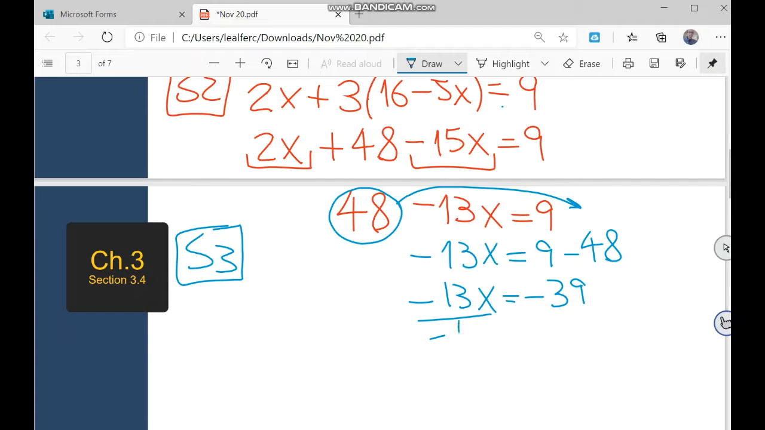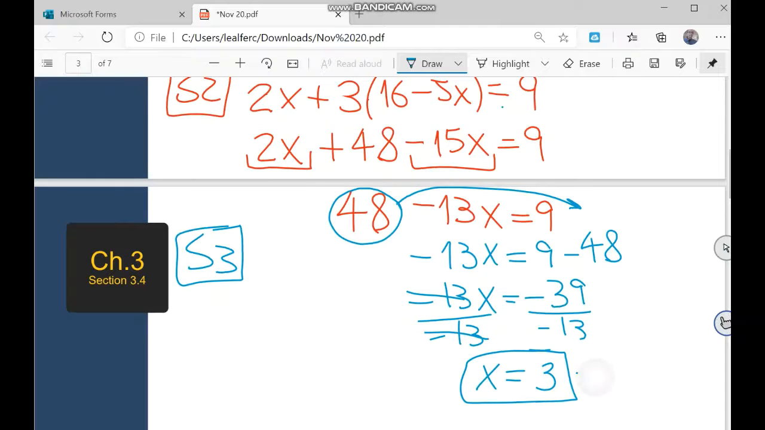Divide both sides by negative 13. And then you're going to have x equals, negative 39 divided by negative 13, positive 3. Great! We found the price of the hot dog. Each hot dog will cost $3.